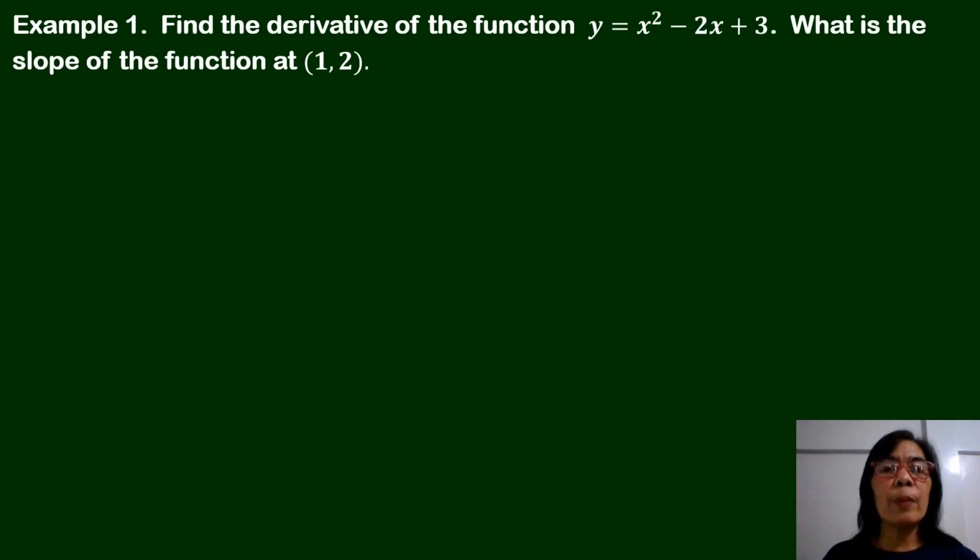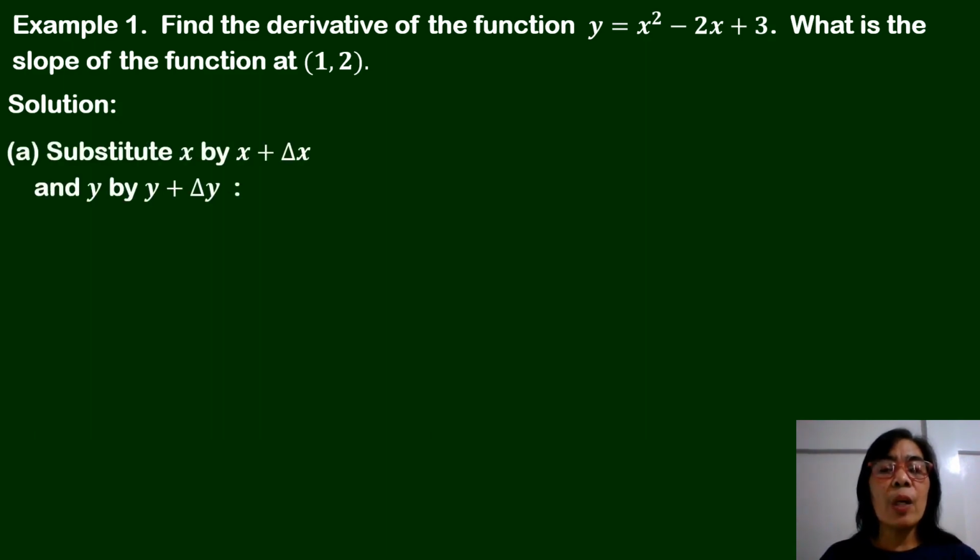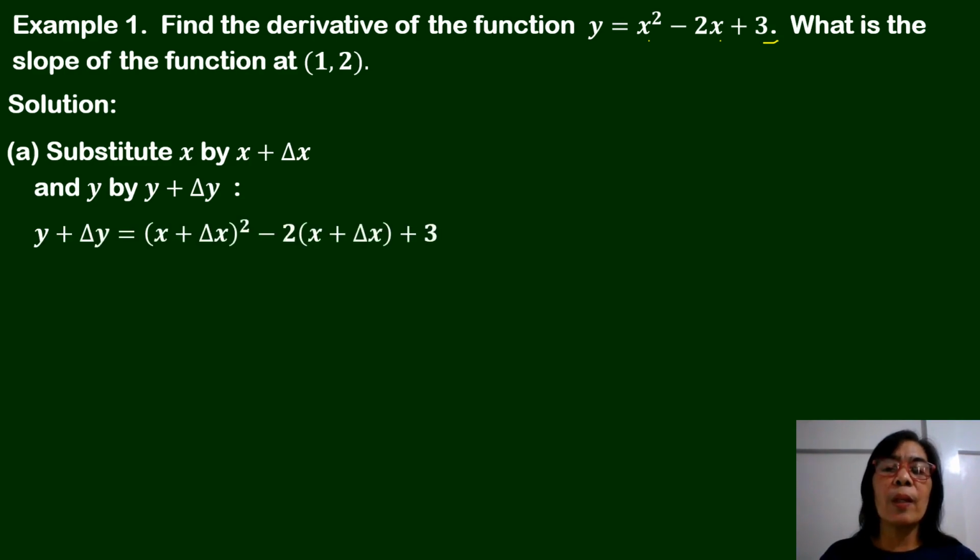Let us now solve the problem. Find the derivative of the function y is equal to x squared minus 2x plus 3. What is the slope of the function at (1, 2)? So we start our solution by following the steps. We substitute x by x plus delta x and y by y plus delta y. So in this function, each x will be substituted by x plus delta x. That will give us now y plus delta y is equal to the quantity x plus delta x squared minus 2 times x plus delta x plus 3.